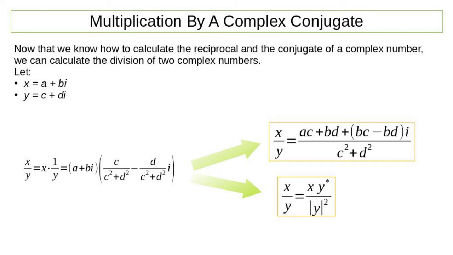The reciprocal of y is equal to c over c squared plus d squared minus d over c squared plus d squared times i. So the fraction x over y is equal to ac plus bd plus bc minus ad times i, over c squared plus d squared. If you look at this result, you should notice that the numerator is equal to the product of x and the conjugate of y, and the denominator is equal to the square of the absolute value of y.